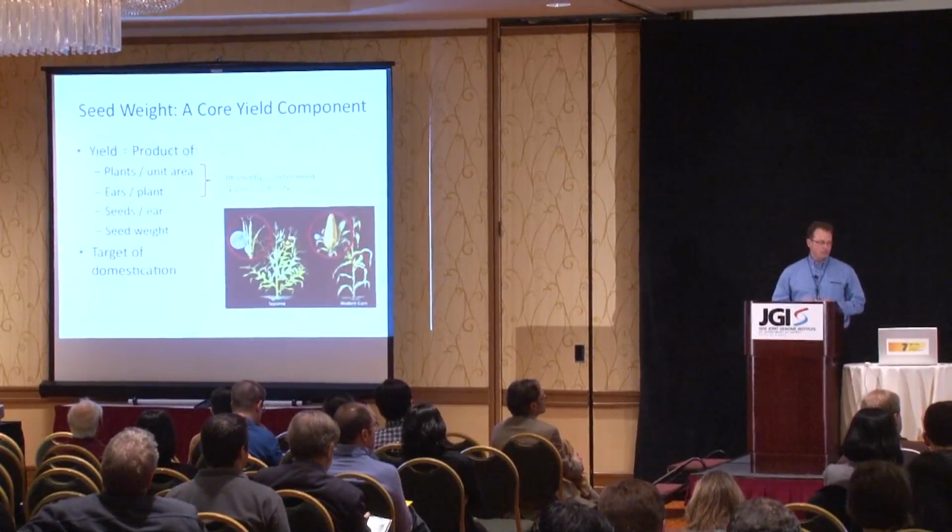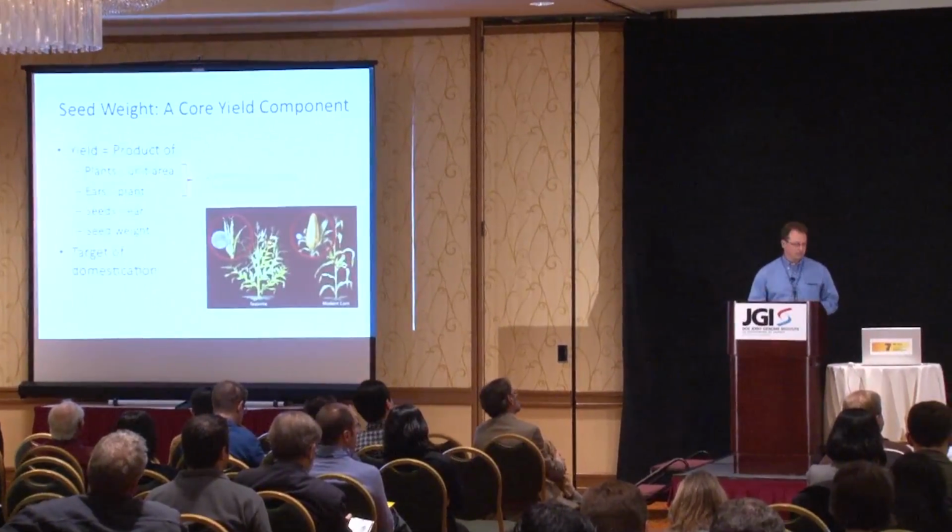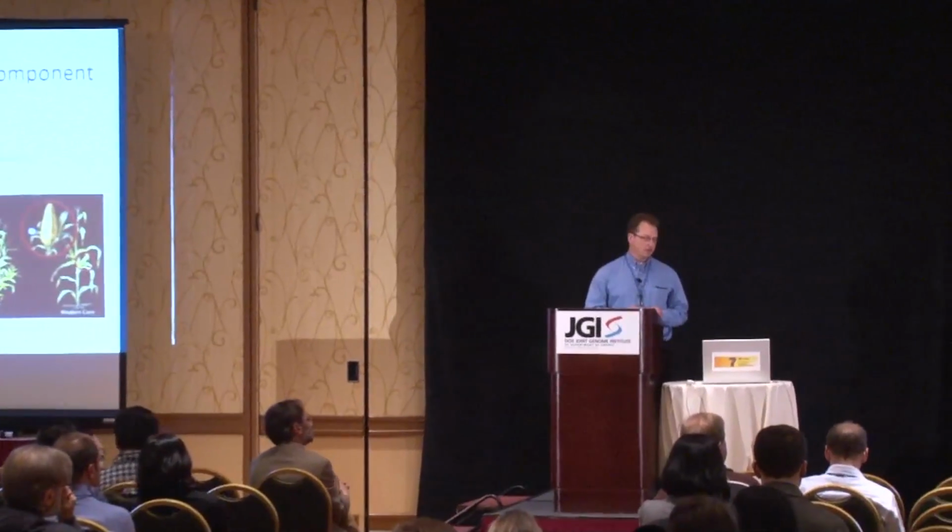Seed weight has also been an important target of domestication in many species. Increasing seed size and organ size, for instance, have helped in the domestication. And on the slide there, I have a picture of maize and teosinte, and you can see there's a dramatic difference in seed size between the progenitor teosinte and our modern cultivars of maize.